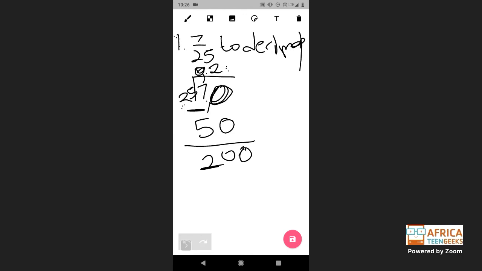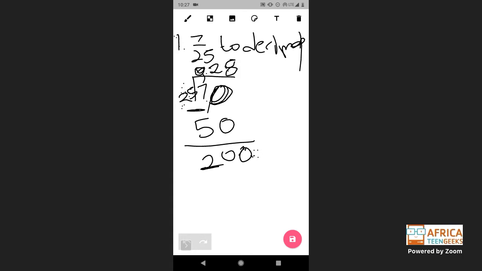So let's do it again. Again, we'll say 200 divided by 25, and that will give us 8, which is a whole number, something that we are looking for. And here's our 8. We'll write it right there.